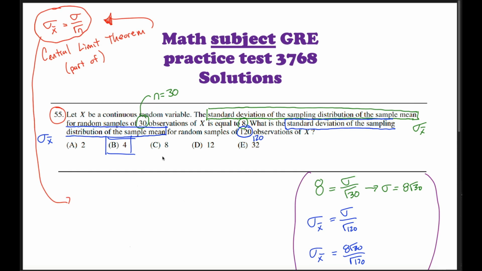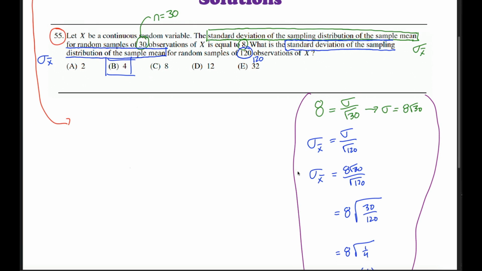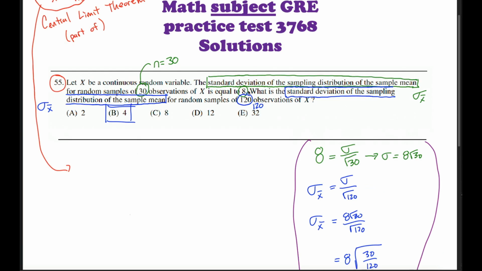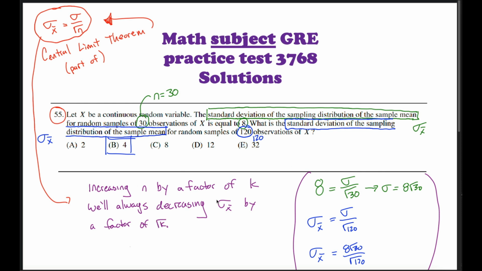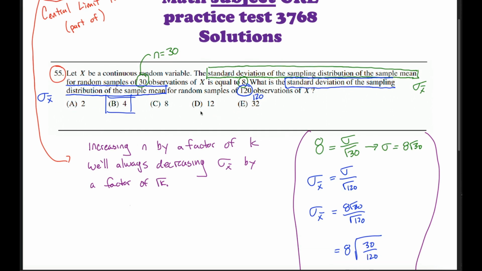One last observation, because for some reason I have an issue with making this video like 1 minute long, is that we could have solved it, I guess, even quicker than this method if we thought more about the relative change in the sample size from 30 to 120 and how that's going to affect sigma sub x bar. Because the n is under the radical in the denominator, if we increase n by a factor of, I don't know, k maybe, we'll always be decreasing the standard error, sigma sub x bar, by a factor of the square root of k.